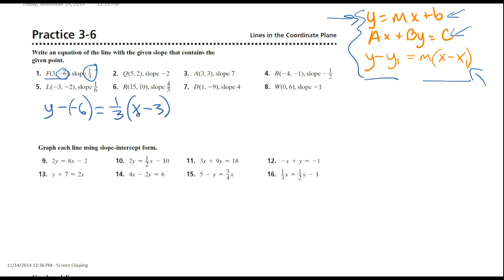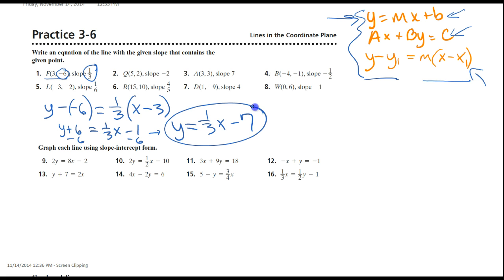Now I'll do some of the simplification. So I've got y plus 6 equals 1/3 x, and then I'm going to do the distributive property here because I got to simplify. 1/3 x minus 1/3 times -3, that's -1. Now I'll subtract 6 from both sides, and I'm left with y all alone on one side of the equal sign equals 1/3 x minus 7. And that is the answer for number one.